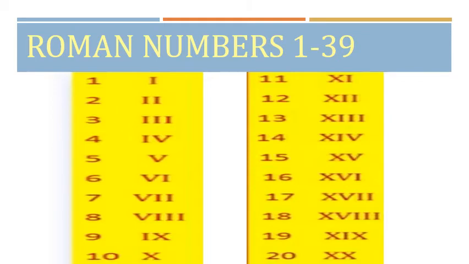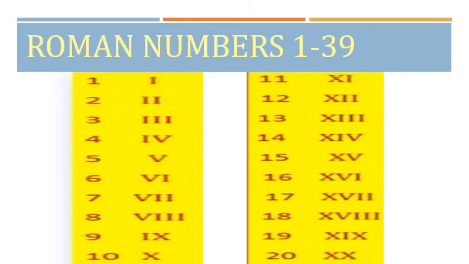Now you can see 11 to 20 Roman numbers in front of you. My dear children, same way here. 11 means 10 plus 1. 10 is X and I is 1. 10 plus 2 makes 12. So X and then II.